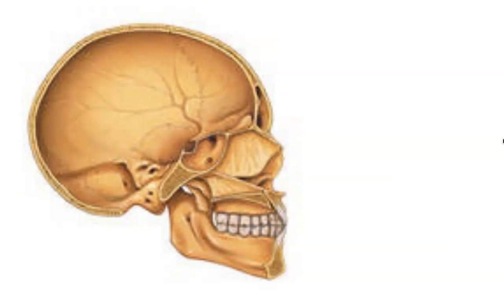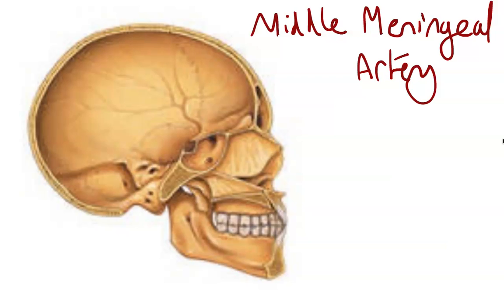The middle meningeal artery is the largest of the paired arteries supplying the meninges. It's a branch of the maxillary artery. So this is the external carotid here. You have the maxillary artery coming off towards the maxillary bone. The middle meningeal artery branches up here before splitting into posterior and anterior branches.